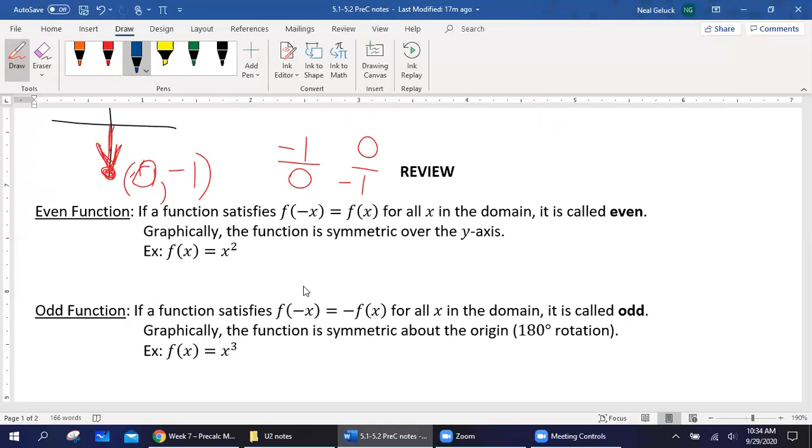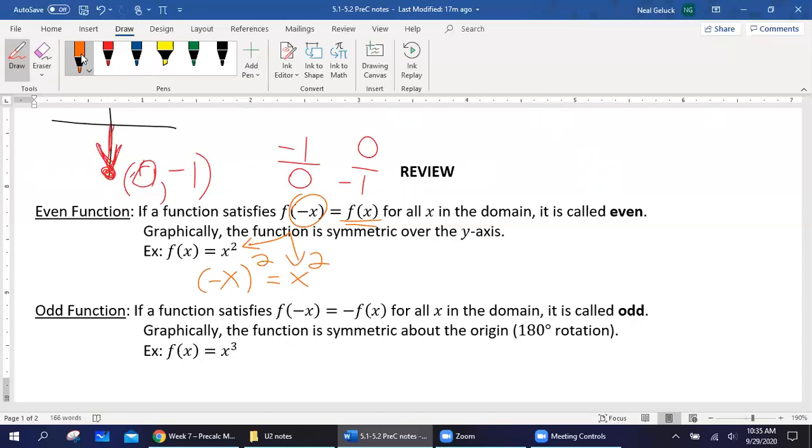Now, you already did these back in algebra, but a little refresher. Basically, if plugging in a negative for every x doesn't change anything, if it makes the function stay exactly what it was, then that is called an even function. And so a quick example of an even function is x squared, because if I replace it with a -x, squaring it, I get right back to where I started. It did not change.